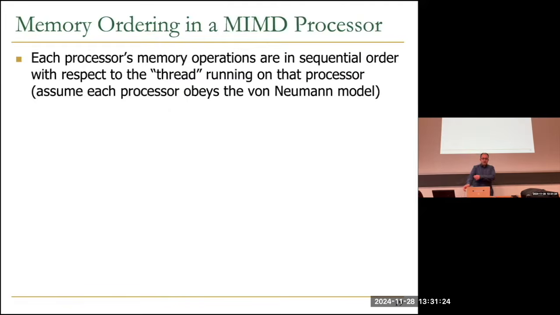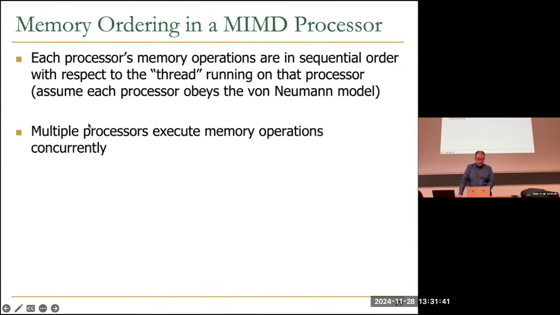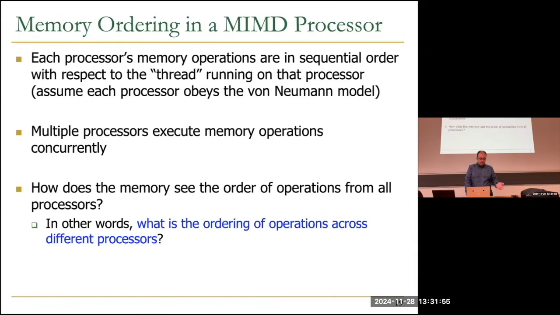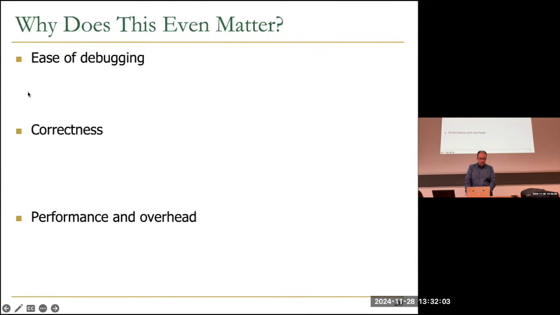Okay, but now let's see memory ordering in a MIMD processor. We know that each processor's memory operations are in a sequential order, so each processor actually obeys the von Neumann model with respect to the thread running on that processor. But now, if we have a multiprocessor and each processor obeys von Neumann, is everything fine, or might we run into some issues? How does the memory see the order of operations from all processors? Or in other words, what is the ordering of operations across different processors, and does it matter in the end?